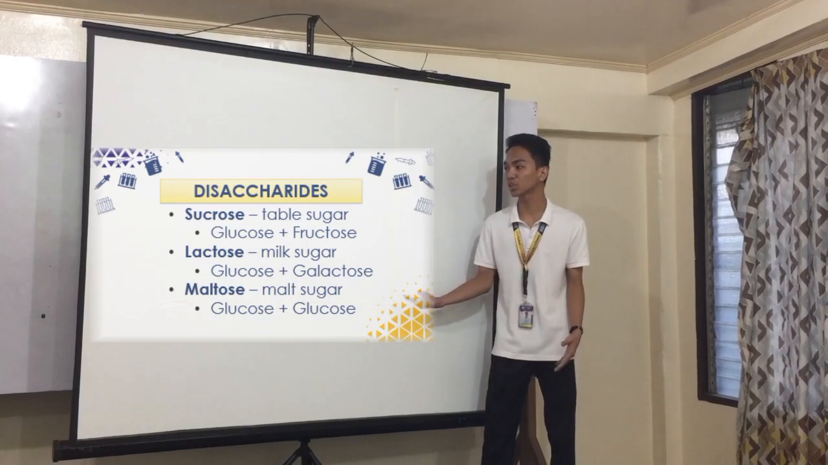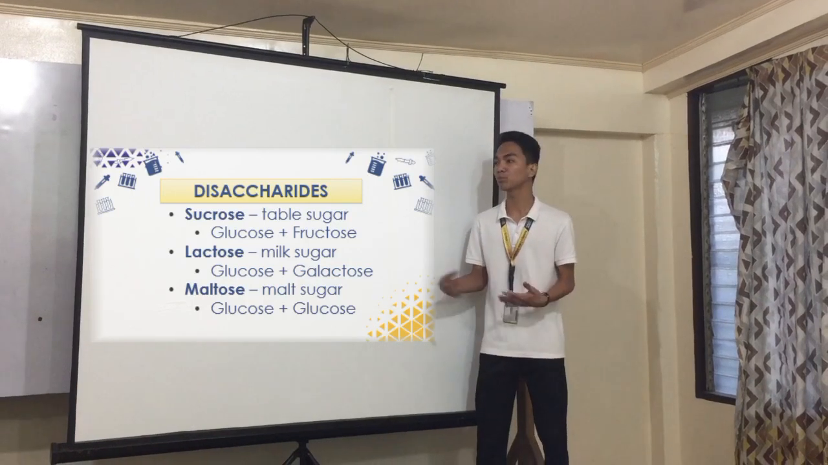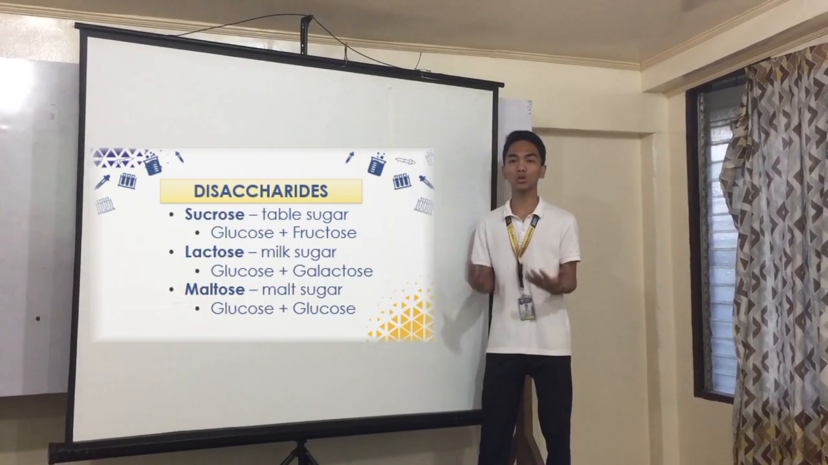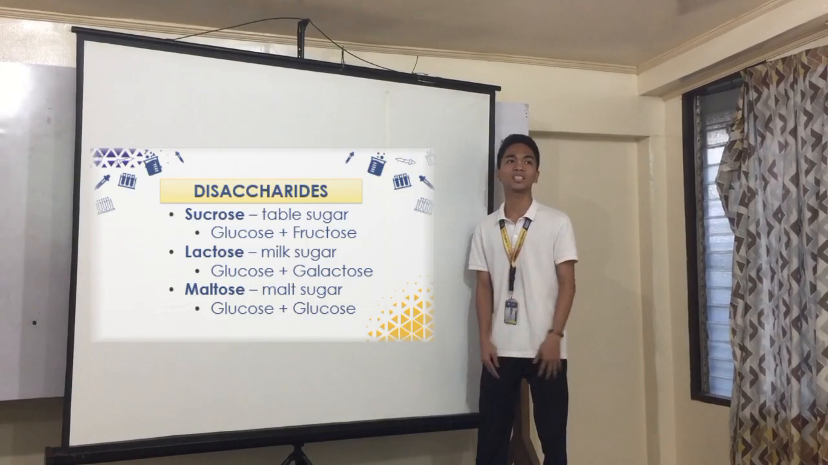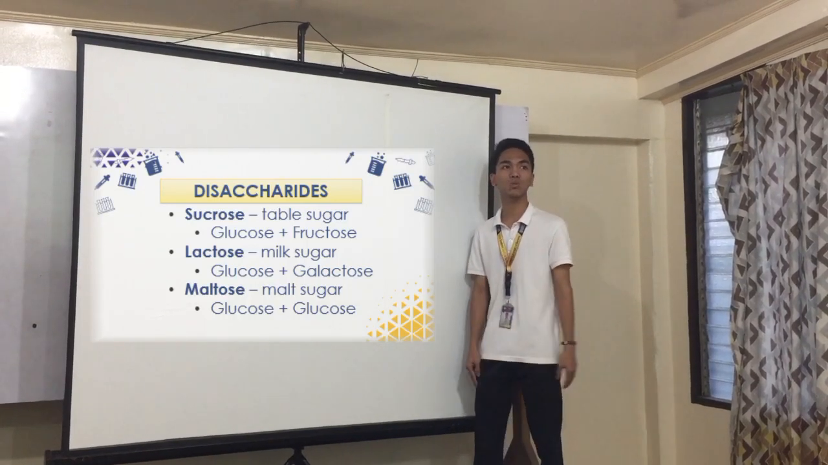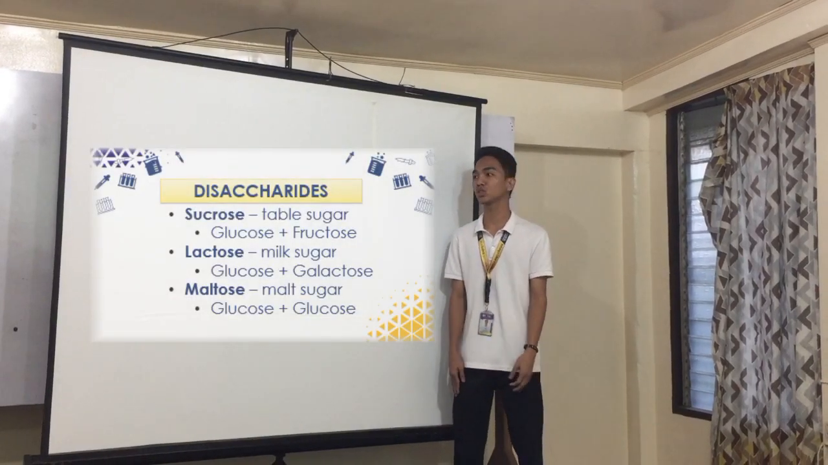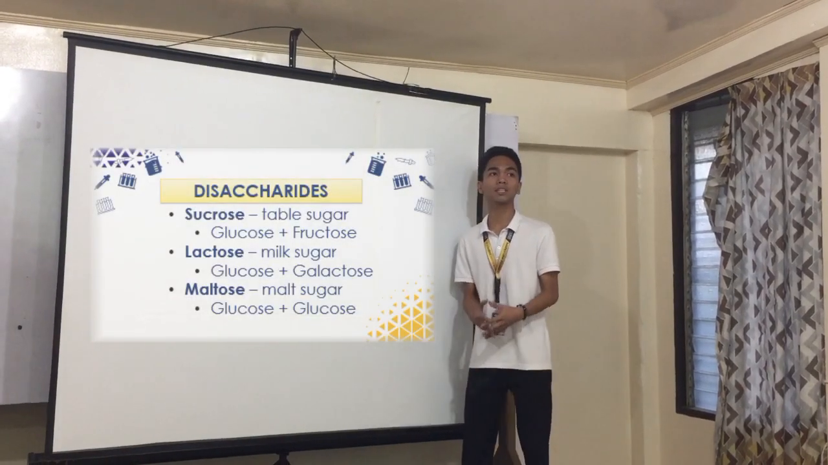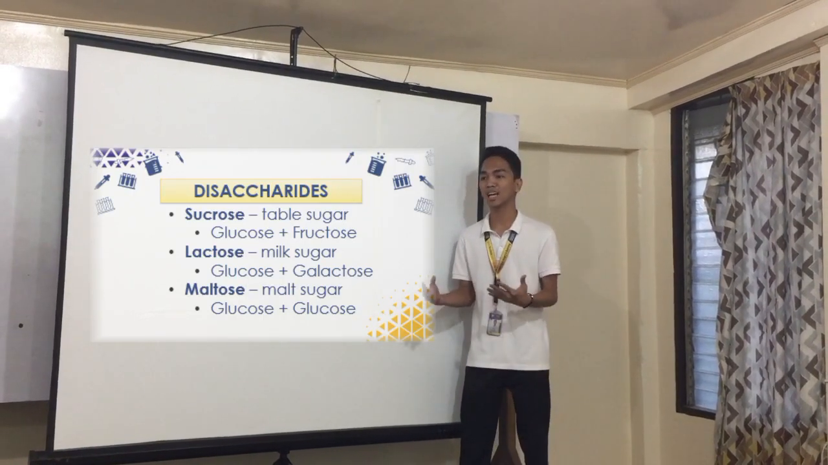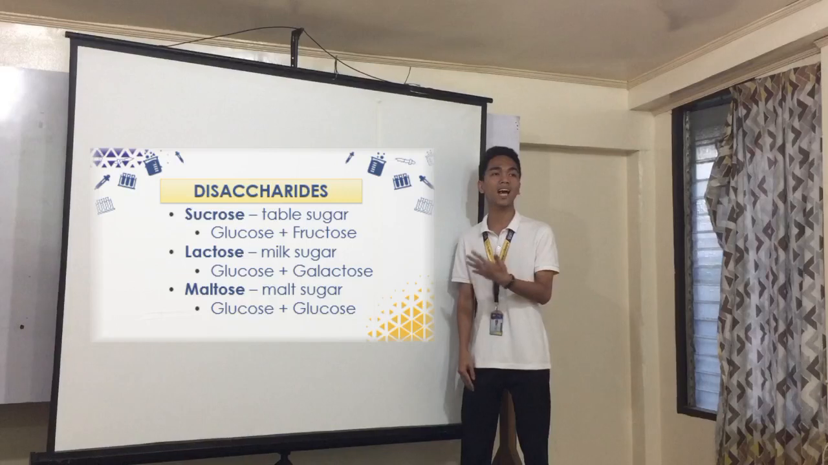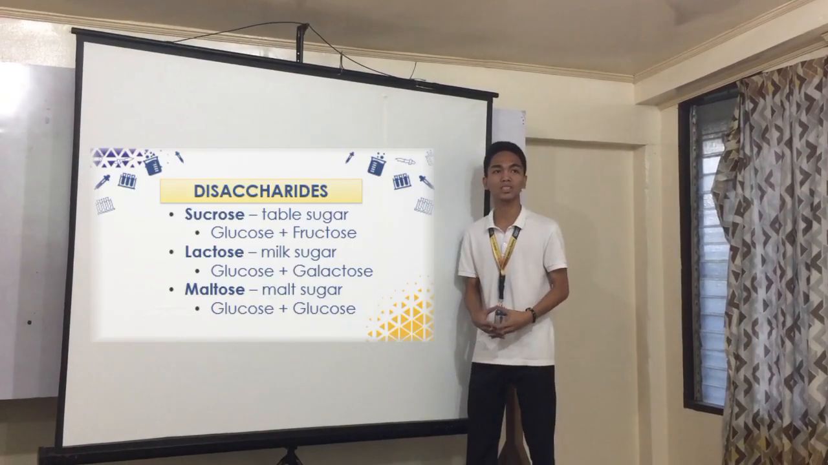When we say sucrose, we combine two monosaccharides, glucose and fructose. Glucose plus fructose is equal to sucrose. Next one, we have lactose or milk sugar. When we say milk sugar or lactose, we need to combine glucose and galactose. Glucose plus galactose is equal to lactose.